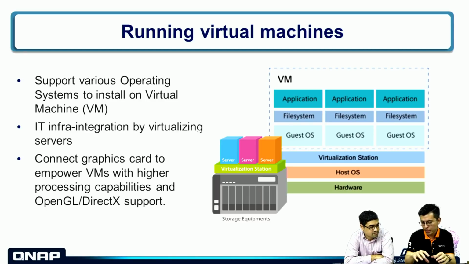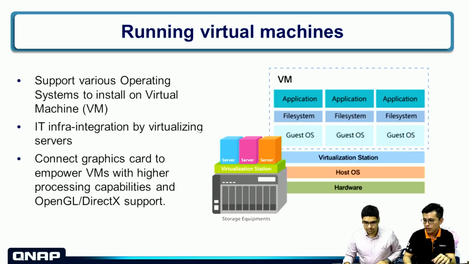Running virtual machines is very useful because you can integrate the storage and the computing together. And when we speak of computing, it's not only about the CPU, but now we can also integrate the GPU inside that. So after we have a discrete GPU, we can empower VMs with higher processing ability and support more APIs like OpenGL or DirectX. It's much faster. Very good.